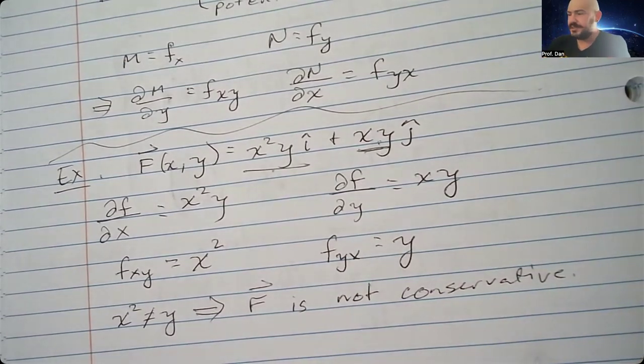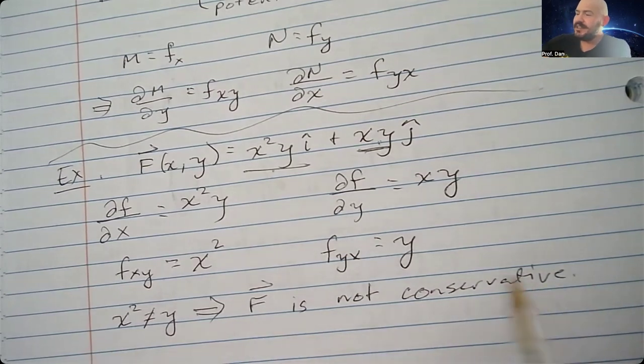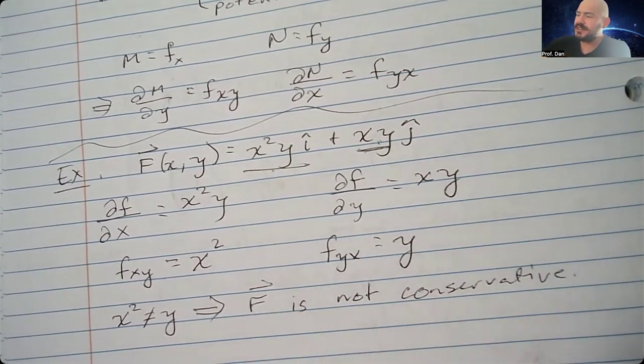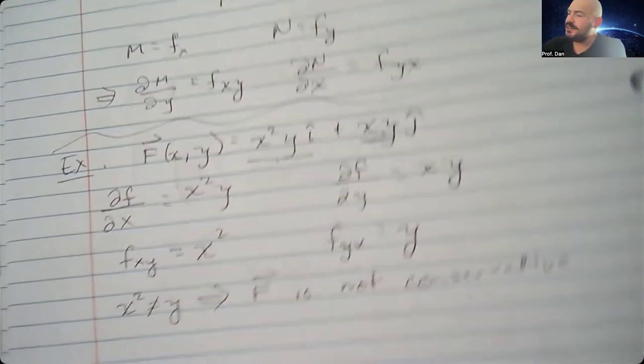Might mean that f is a liberal. But anyway, so f is not a conservative vector field. There's not really a word that we have for that.